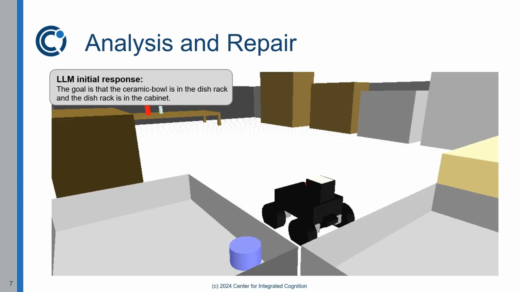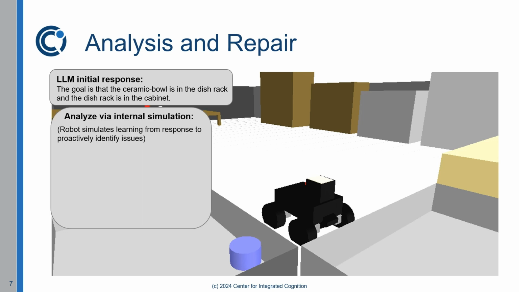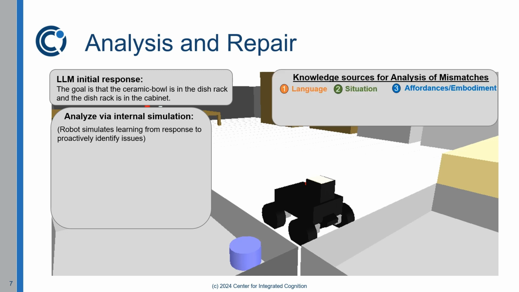Now we'll go into a little bit more detail on the analysis and repair process. Consider this initial response from the language model that the robot is going to analyze. The goal is that the ceramic bowl is in the dish rack and the dish rack is in the cabinet. What the agent will do is simulate learning from the response to proactively identify issues using multiple sources of knowledge, coming from language, from the situation, and from its knowledge of affordances and embodiment.